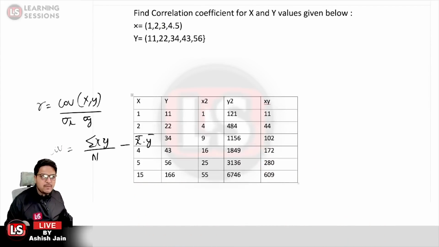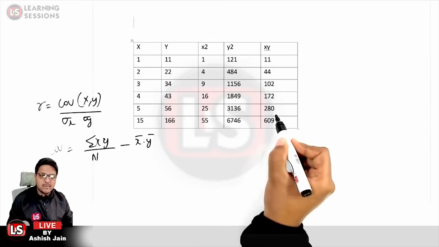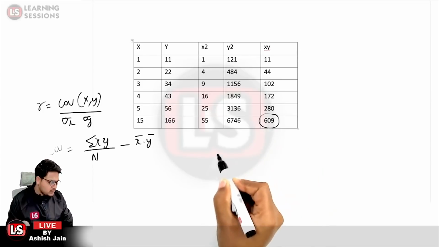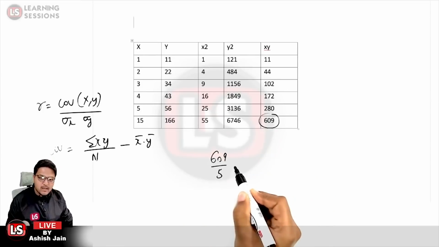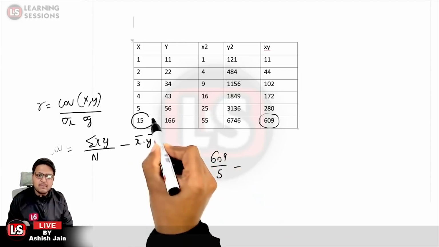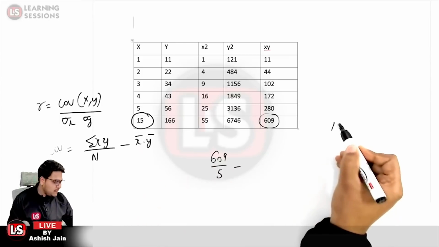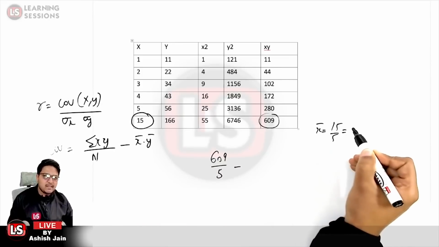First of all, we will be calculating the covariance. It is equal to sigma xy divided by n minus x bar y bar. Sigma xy total is equal to 609, so it is 609 divided by n, the number of terms, which is 5, minus x bar. Now what is x bar? X bar is the mean. So it is 15 divided by 5, that is equal to 3.